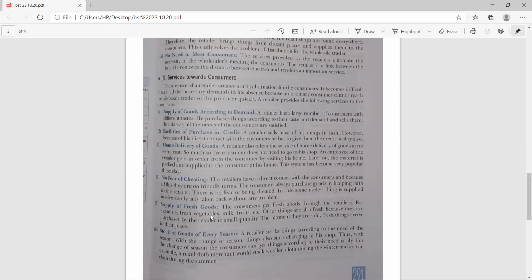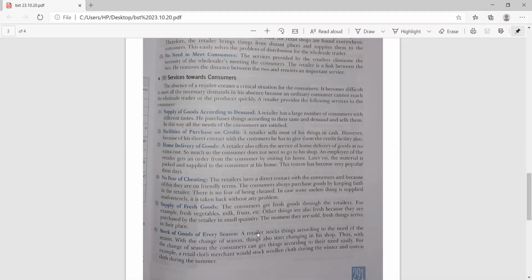The next one is the supply of fresh goods. If I talk about the supply of fresh goods, yes, the retailer buys the goods in small quantities according to the needs and requirements of the customer, and he provides each and every good as fresh as he can provide.